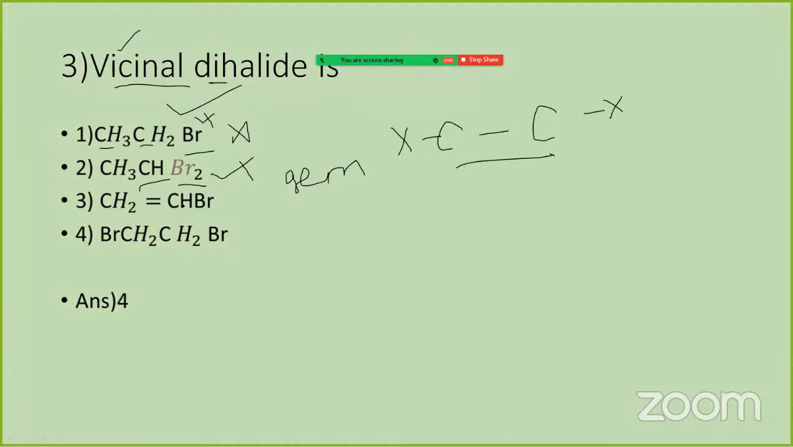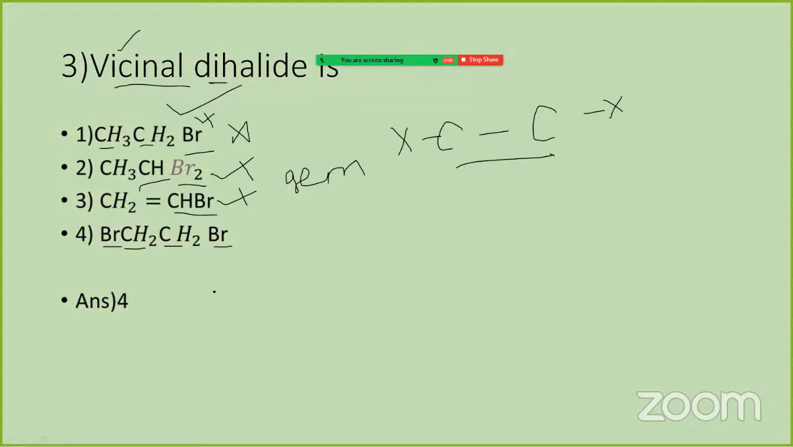Then if you look at the third option, only one halogen is present. So here also this is a wrong answer. Then if you go to the fourth option, on two adjacent carbons, on the first carbon one bromine, and on the second carbon another bromine. So two halogens are present on adjacent carbons. That's why it is a vicinal dihalide.